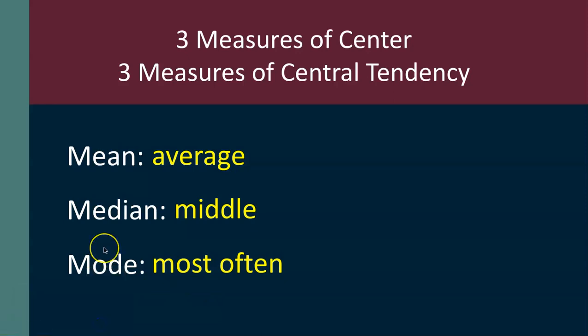To help us to remember the median and the mode, I'm going to underline M and D in median, and M and D in middle. I'm also going to circle the M and O in mode and the M and O in most often to try to help you remember that the median represents the middle value. Mode means the value you see most often.